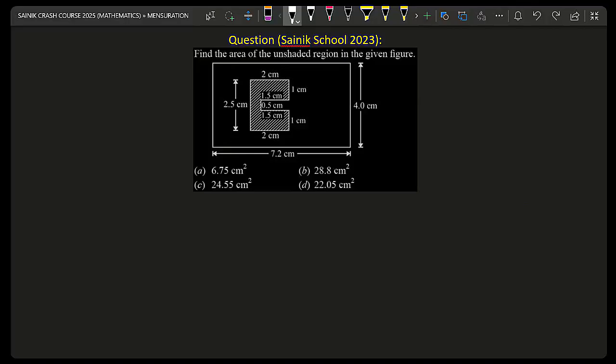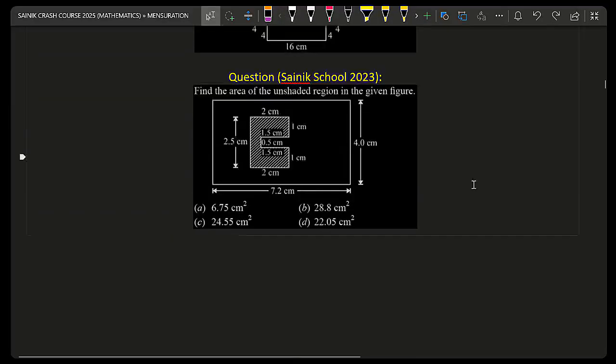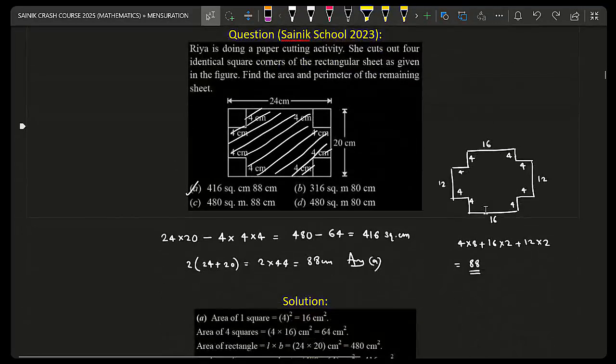Yes, Sanvi. Sir, how to find the shaded, unshaded region area? Sir, I have a doubt, from the previous question. Okay, tell me. What's your doubt? Sir, the perimeter.